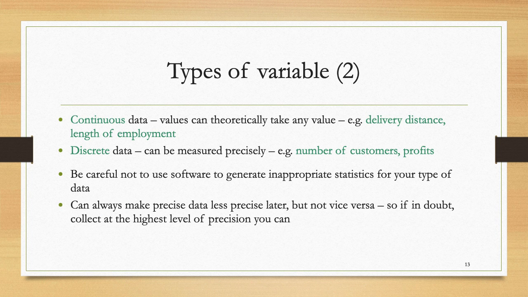So if we move on with types of variable, we have continuous data, where values can theoretically take any value. It can be delivery distance or length of employment. We have discrete data, and it can be measured precisely, so number of customers or proceeds.